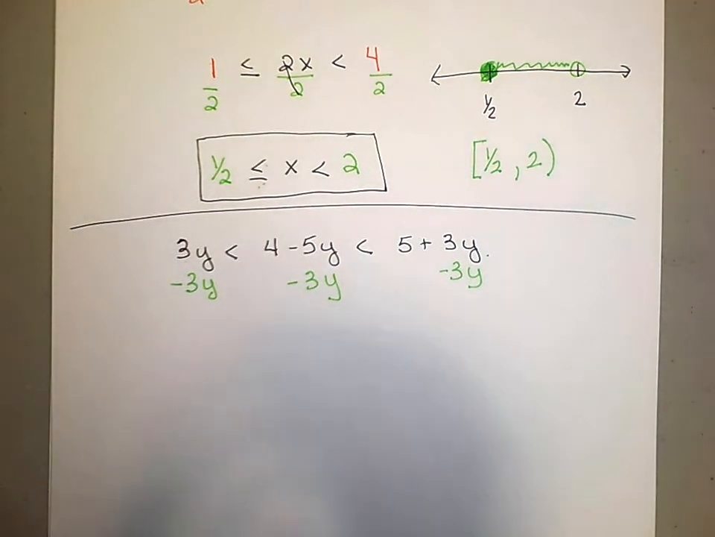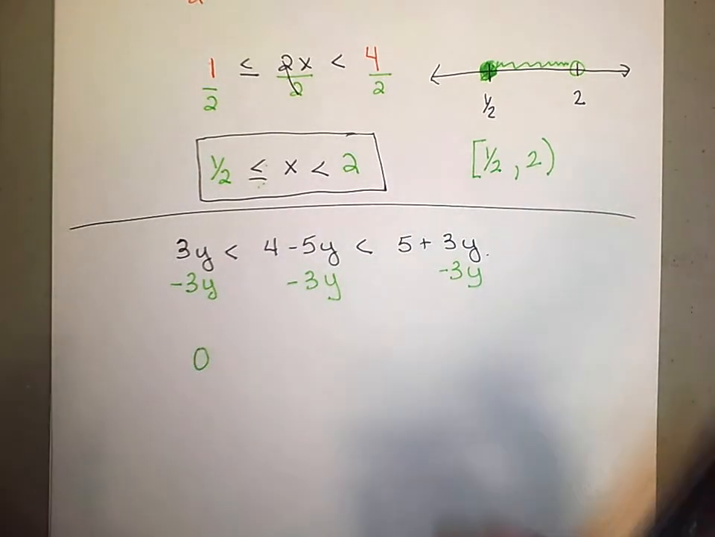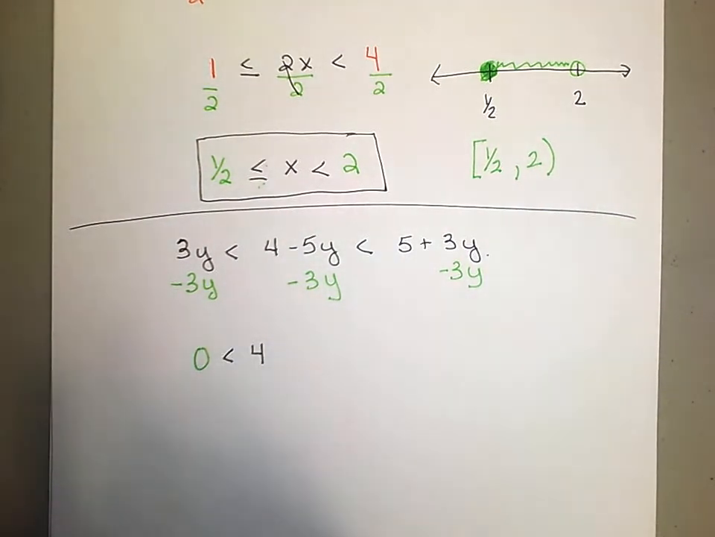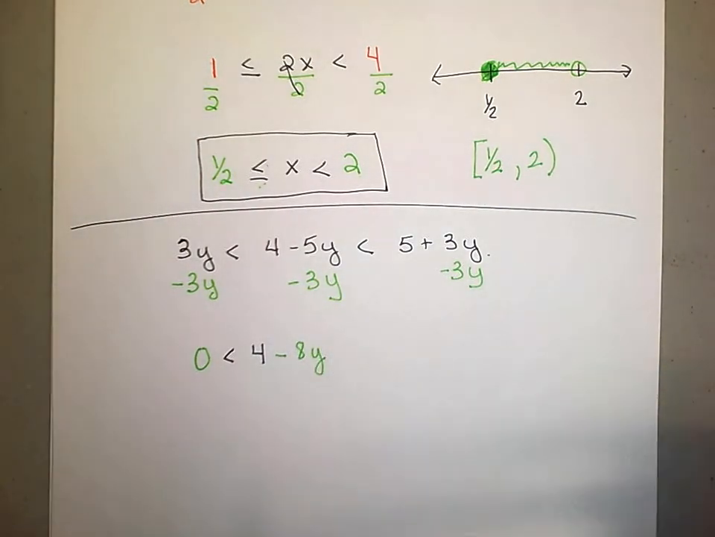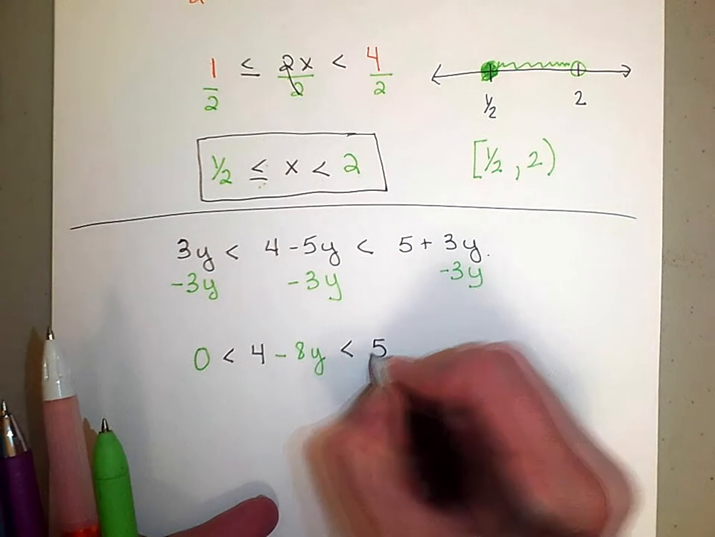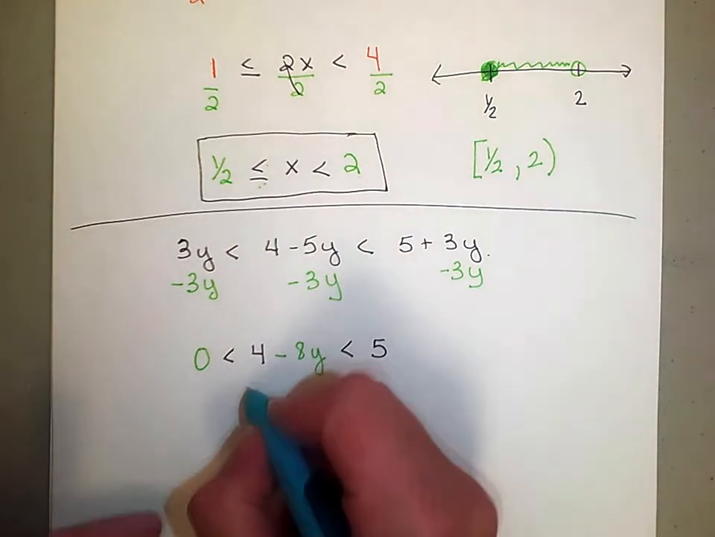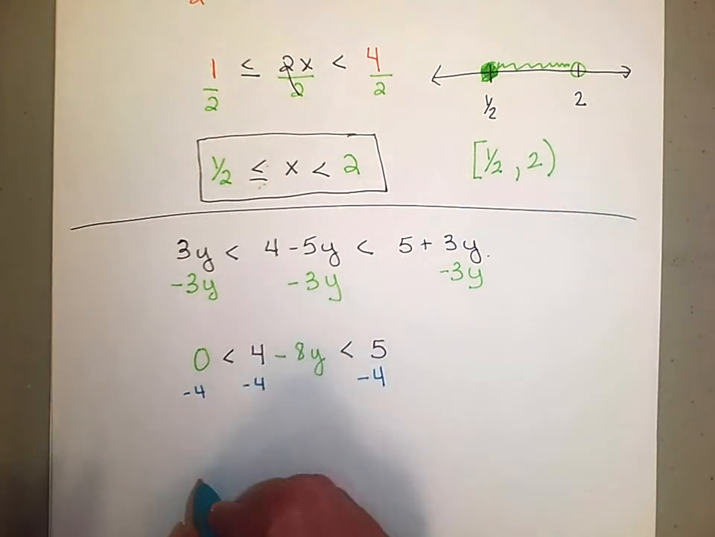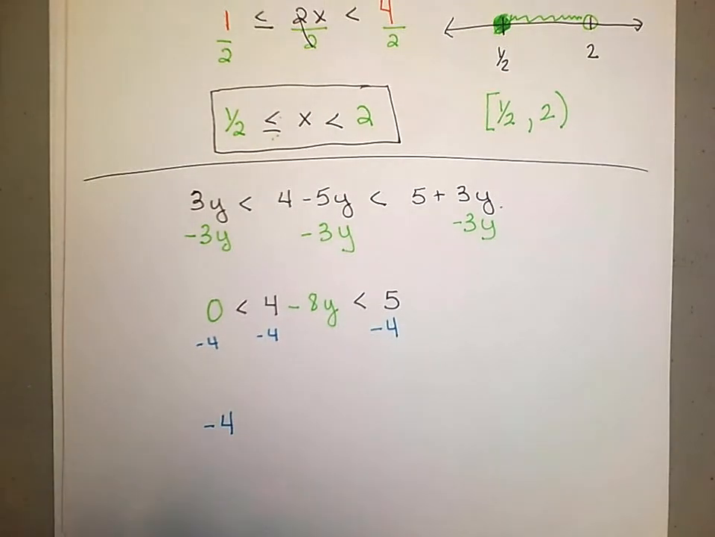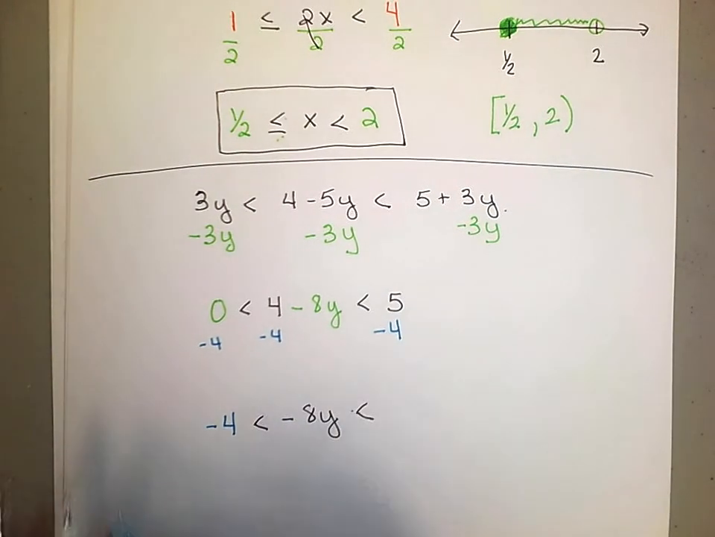Okay. So now what we have on this side then is that we have 0 is less than 4, now minus 8y, and that's less than 5. These will go to 0. Okay. We need to undo what's happening to y, so we'll subtract 4 from both sides, all sides. Okay. So in this case we have negative 4 is less than negative 8y, which is less than 1.